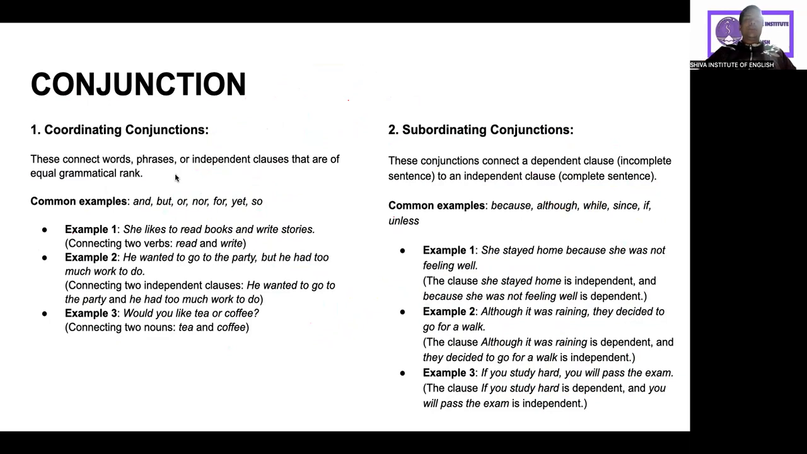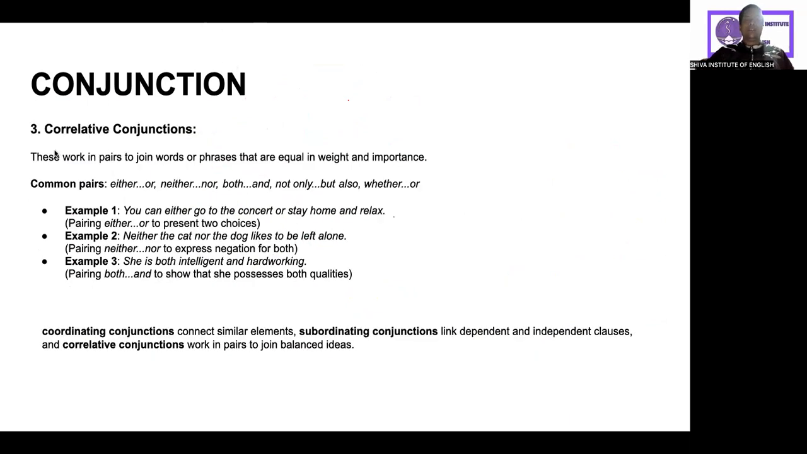Let's come to the next one. Yes, correlative conjunctions. When we talk about correlative conjunctions, what do we find? Generally, they work in pairs. Pairs means two, right? So two words which are equally used with the sentence. These work in pairs to join words or phrases that are equal in weight and importance, right?